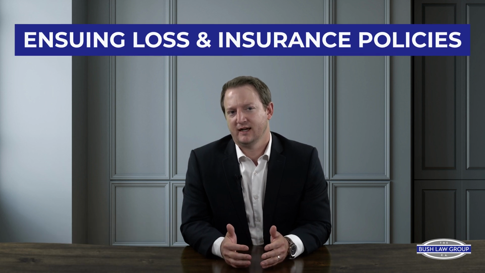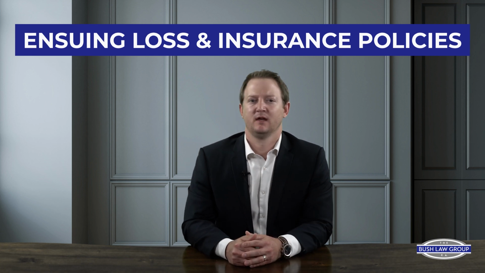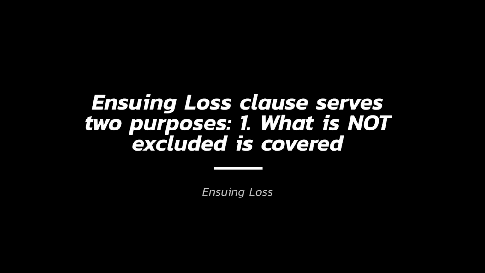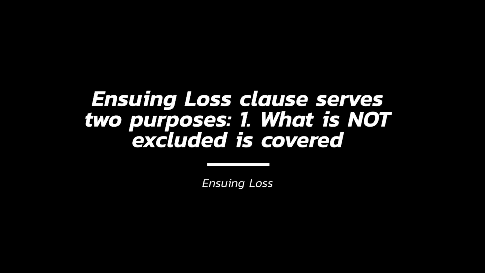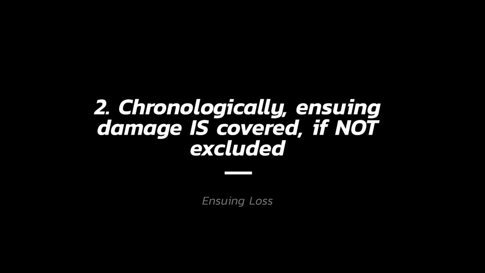I want to continue our discussion on ensuing loss, and specifically I want to talk about how it applies to insurance policies. The U.S. Court of Appeals for the Sixth Circuit found that an ensuing loss clause serves two purposes. First, the clause reaffirms that what is not excluded is covered, and secondly, the clause establishes that chronologically later in time damage caused by a peril not otherwise excluded remains covered.